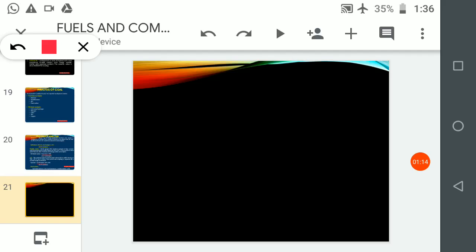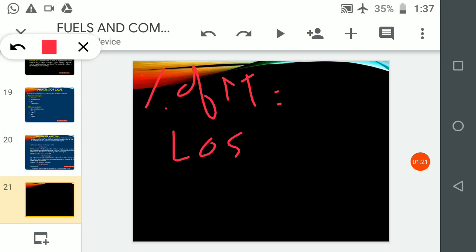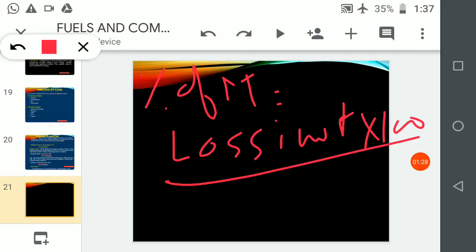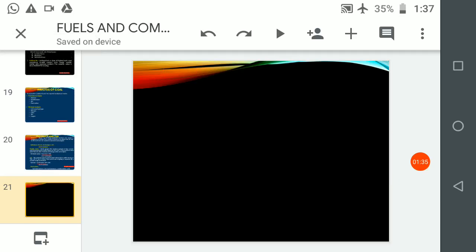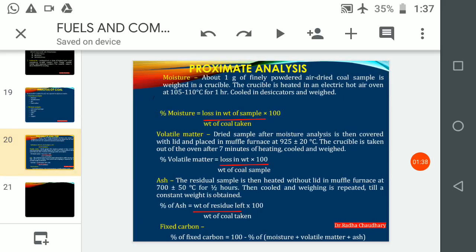Then the formula will be: percentage of moisture content equals loss in weight into 100 upon the weight of coal sample taken initially. You can also see in the slide: loss in weight of sample upon weight of coal sample taken for the heating, into 100.